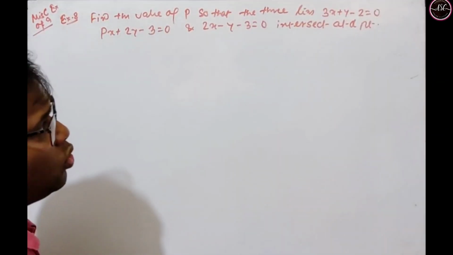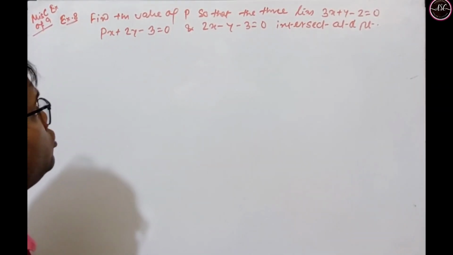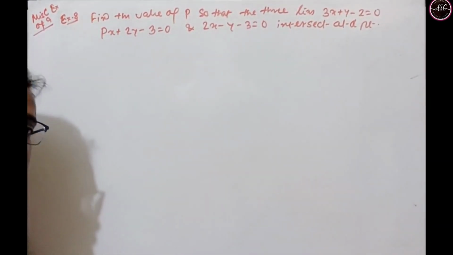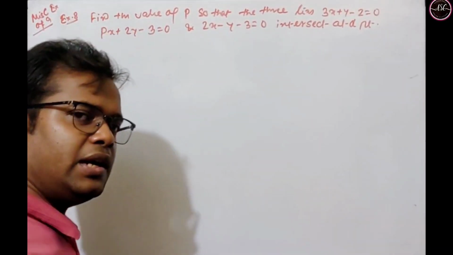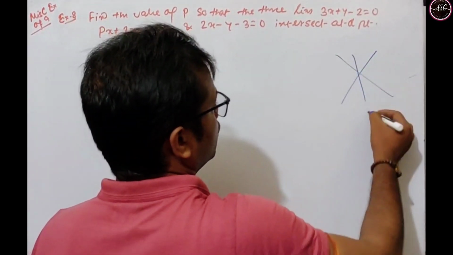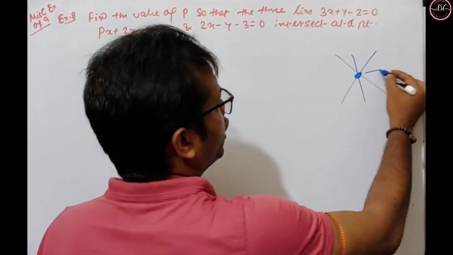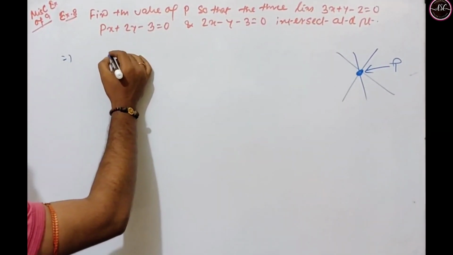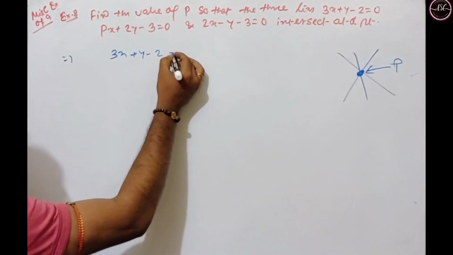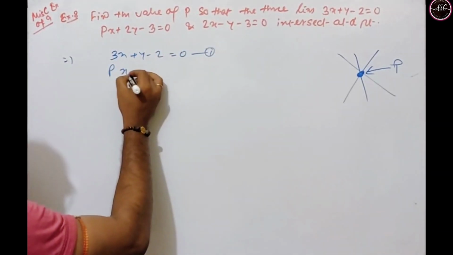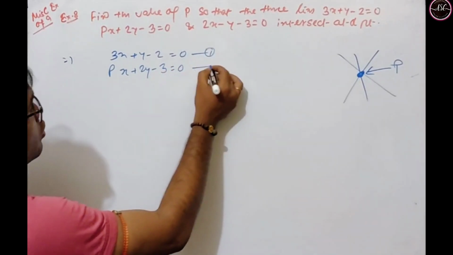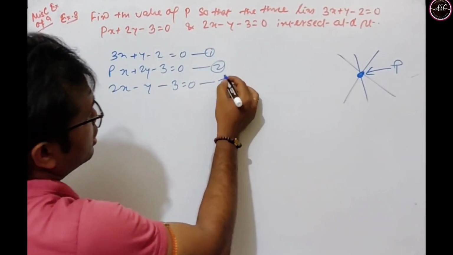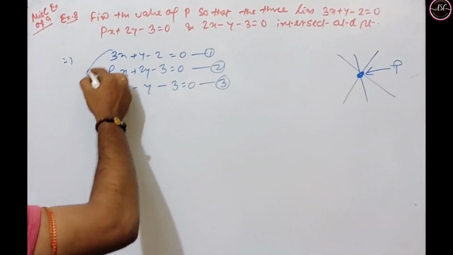Find the value of p so that the three lines 3x plus y minus 2 equal to 0, px plus 2y minus 3 equal to 0 and 2x minus y minus 3 equal to 0 intersect at a point. So here three lines intersect each other. Okay, so the common point of intersection, that is p. So here the given lines are 3x plus y minus 2 equal to 0, this is equation 1, px plus 2y minus 3 equal to 0, this is equation 2, and 2x minus y minus 3 equal to 0, this is equation 3.